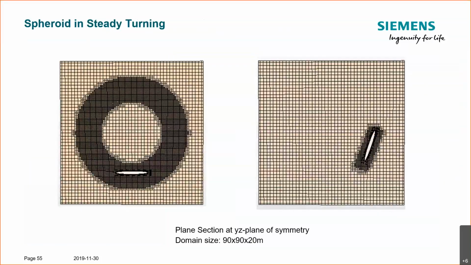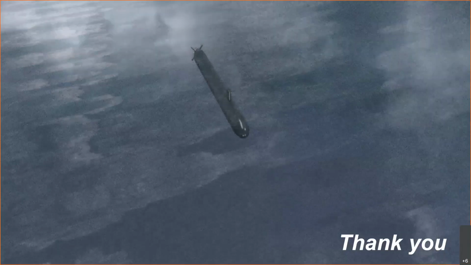Here, this is an example of steady turning. So without AMR, we would have to specify this toroidal refinement zone, and AMR is basically able to dynamically adjust the background mesh based on the overset interface requirement. And with this, I want to conclude my talk.